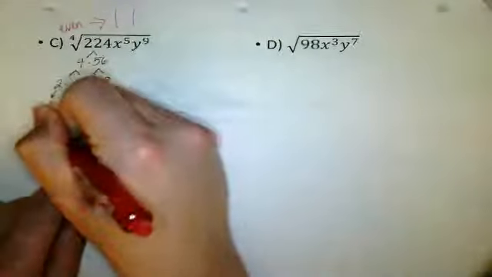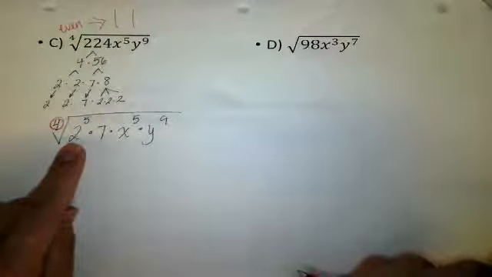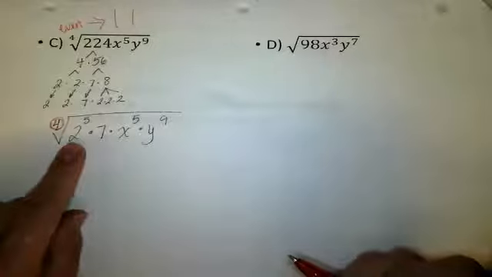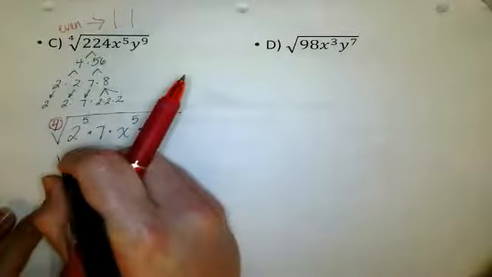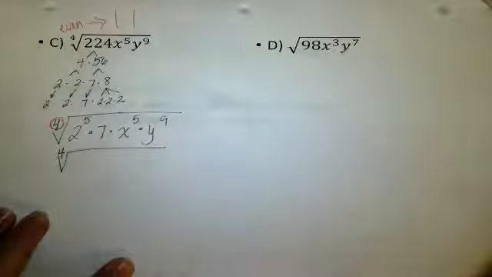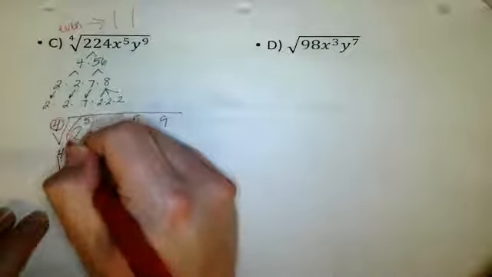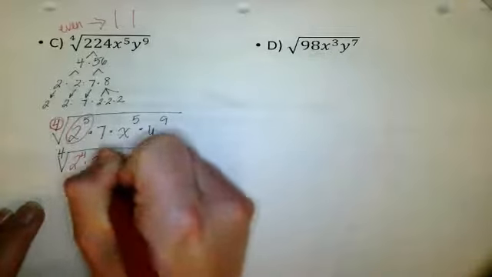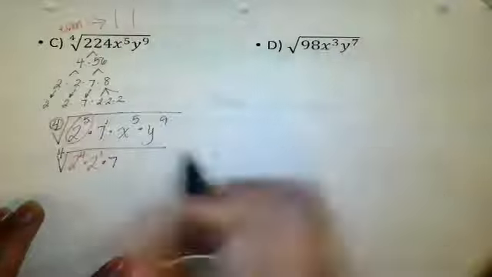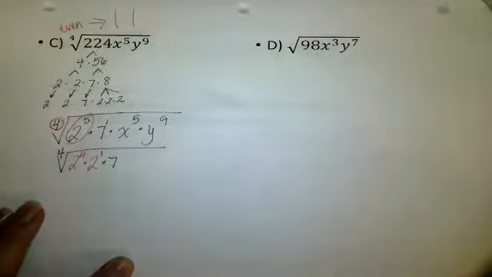My index is 4. So I want to rewrite things using that power. So what can I do with 2 to the 5th? 2 to the 4th times 2 to the 1st. Good. This is 7 to the 1st. I can't do anything with that.